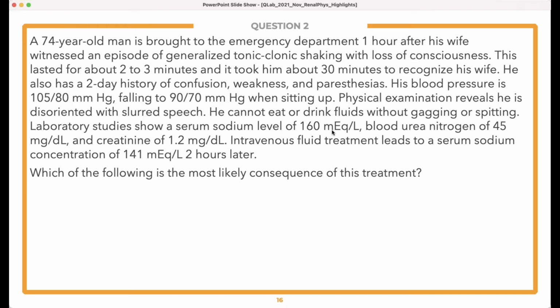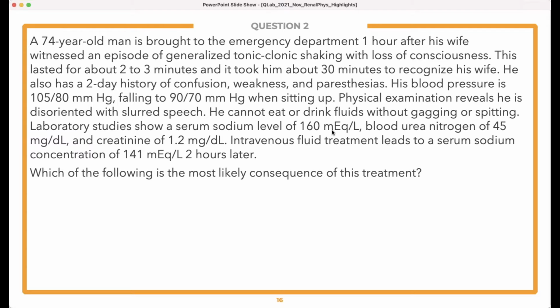And again, we're going to start with the lead-in. Which of the following is the most likely consequence of this treatment? Think about that as we read the vignette. A 74-year-old man is brought to the emergency department 1 hour after his wife witnessed an episode of generalized tonic-clonic shaking with loss of consciousness. This lasted for about 2 to 3 minutes, and it took him about 30 minutes to recognize his wife. He also has a 2-day history of confusion, weakness, and paresthesias.